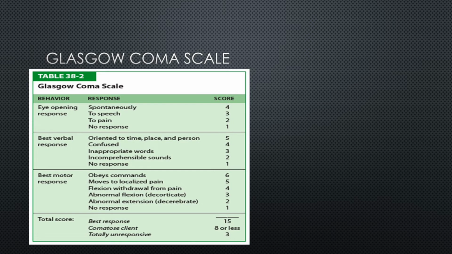For best motor response, if they are obeying your commands, they get a 6. If they move to inflicted pain, they get a 5. If they flex or withdraw from the pain, they get a 4. If they have decorticate posturing, they get a 3. If they have decerebrate posturing, they get a 2. No response gets them a 1. We add all three of these criteria together to come up with our Glasgow Coma score. The best score is a 15. The worst score is a 3.